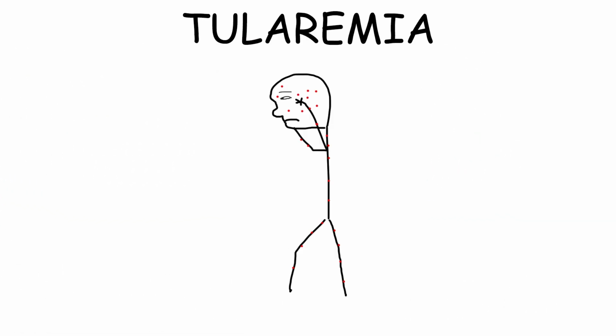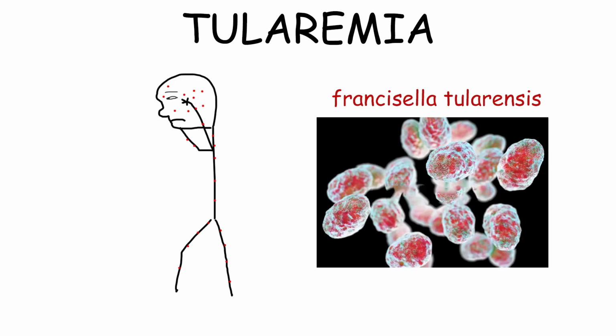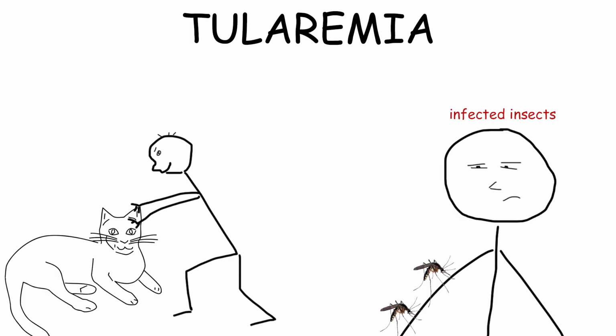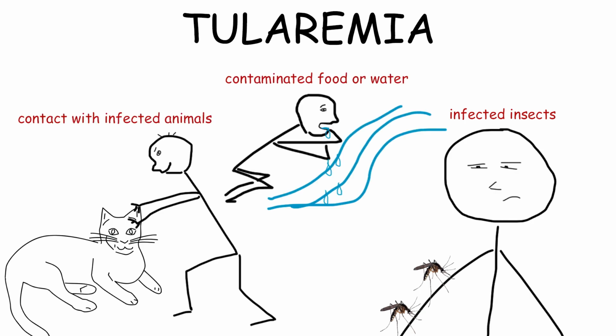Tularemia, also known as rabbit fever, is an infectious disease caused by the bacterium Francisella tularensis. This rare but serious illness is transmitted from animals to humans, primarily through bites from infected insects, contact with infected animals, or through contaminated food or water.